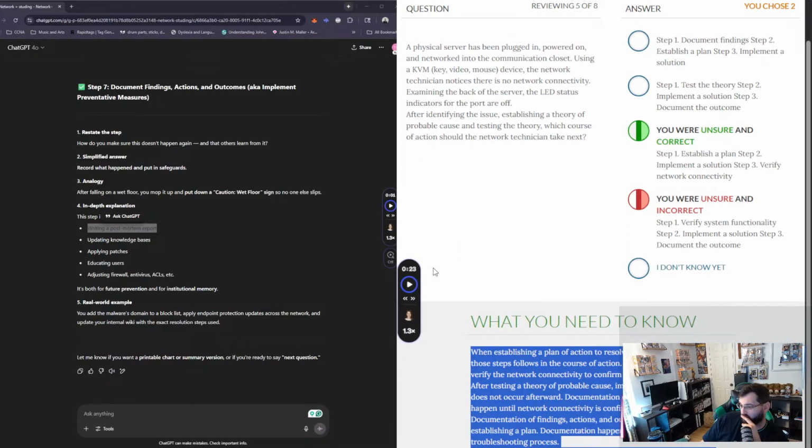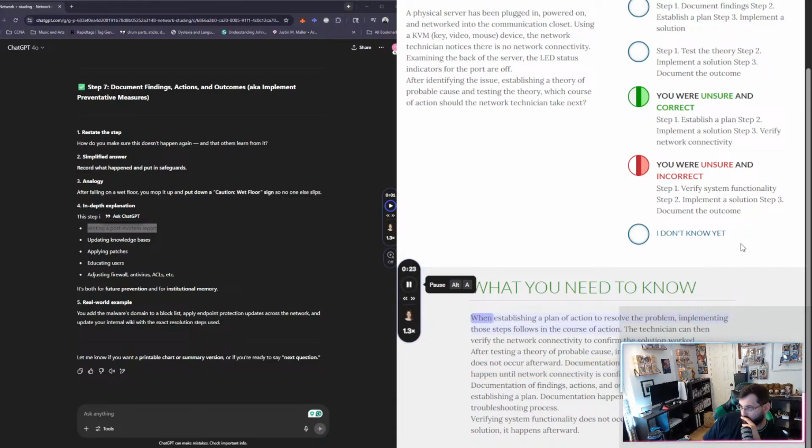Let's see what's going on. Why is this one correct? When establishing a plan of action to resolve the problem, implementing those steps follows in the course of action. The technician can then verify the network connectivity to confirm the solution worked. After testing a theory of probable cause, implementation of a solution does not occur afterward.